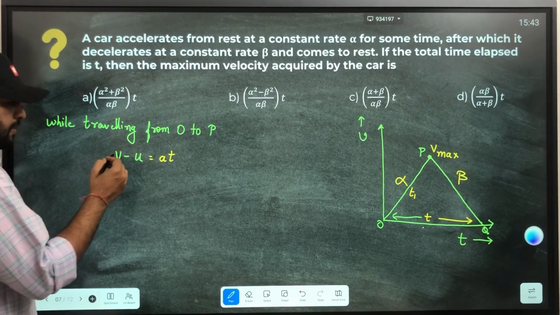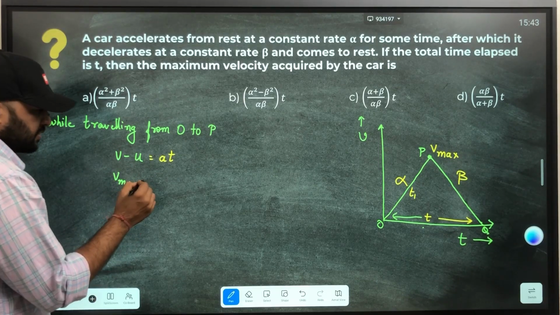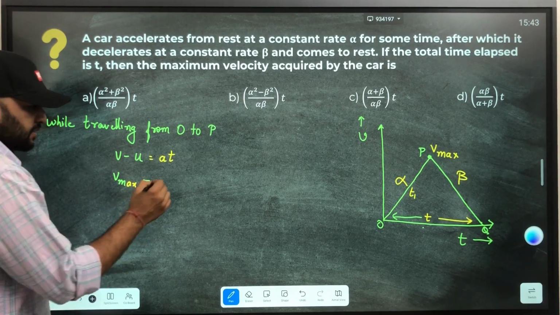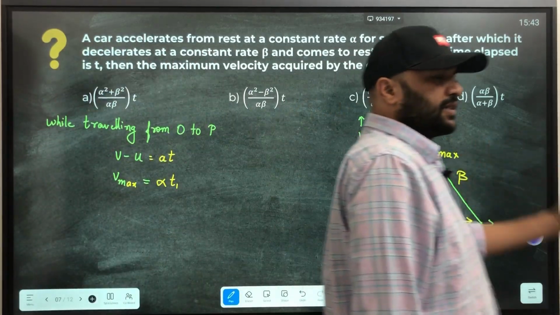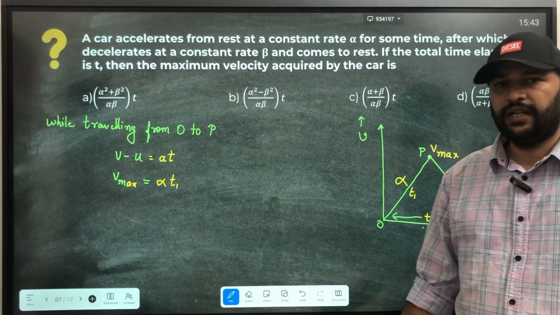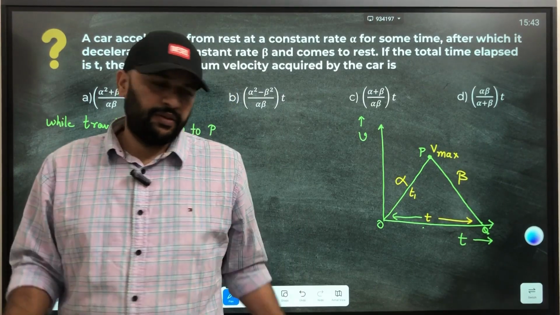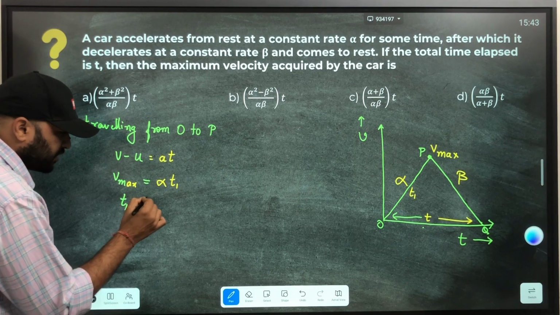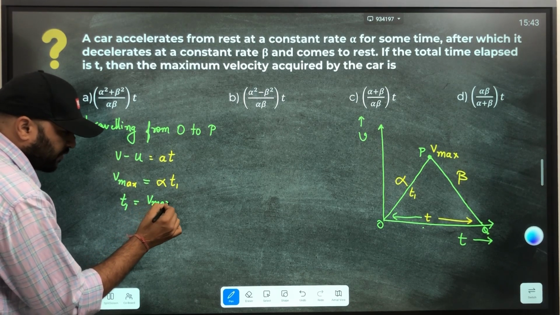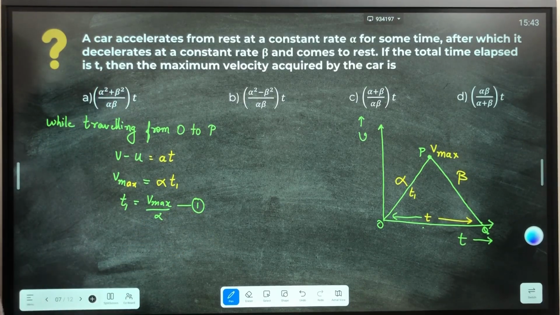So V, the maximum velocity it is achieving, is Vmax. Initial velocity is 0. A is alpha. T1 is the time taken. I hope this equation is clear, right? You are going from O to P, and the maximum velocity achieved will be Vmax, which equals alpha T1, and that T1 sitting over here is unknown. Vmax we have to find, so we will make use of this later on. And this is our equation number 1. I hope this is clear. Okay, let's go to the next part.